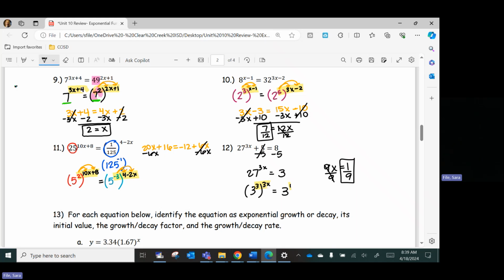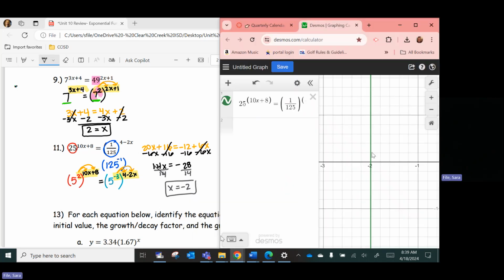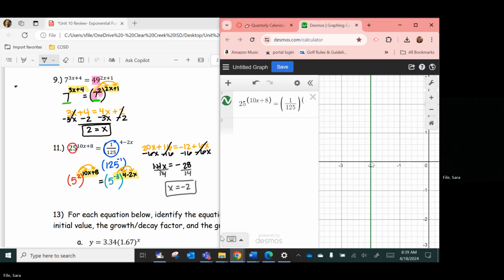So I want constants to the right. So I'm going to subtract 16. So that gives me 14x equals, and then that is -28. And then I have to divide out my coefficient of 14. And that is indeed -2. That's what Desmos showed us that line at, isn't it? At -2. You'll feel okay about those solving?